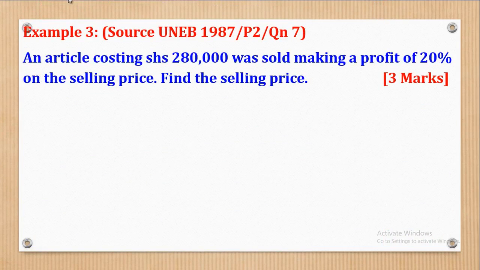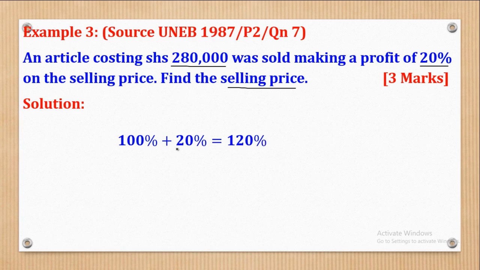So now we shall go to example 3. Example 3 says an article costing shillings 280,000 was sold, making a profit of 20% on the selling price. Find the selling price. So that means that the new percentage will now be 100 plus 20. Now we are saying plus because there was a profit. A profit means there is an increase in amount. So 100 plus 20 will give you 120%.